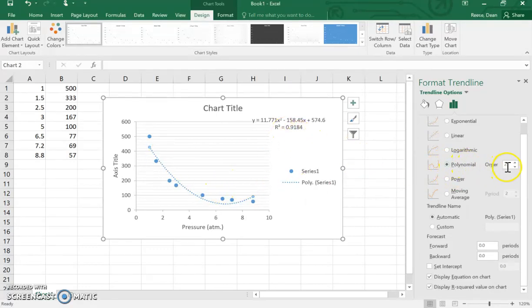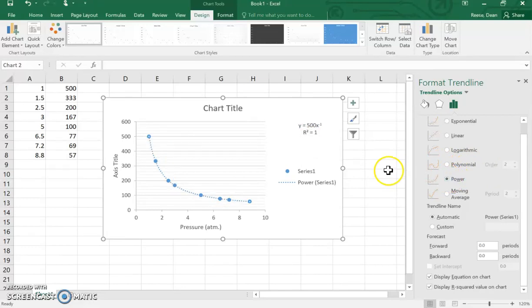So stay away from polynomial. Okay, let's go to power. That is perfectly fitting our data because our R-squared value is equal to 1. And so that is the equation that fits the data the best.